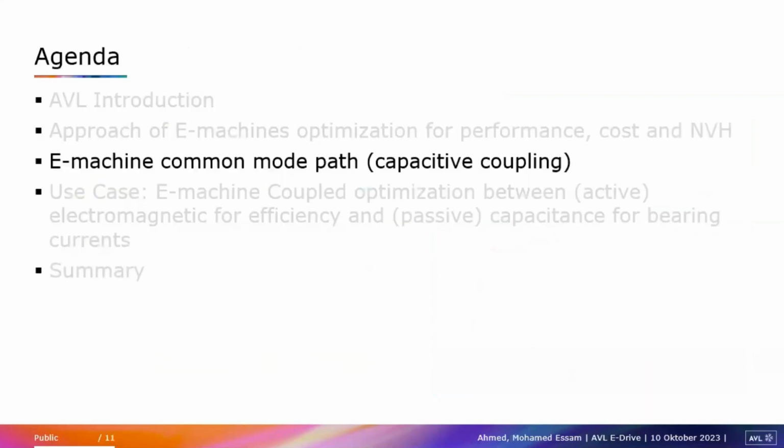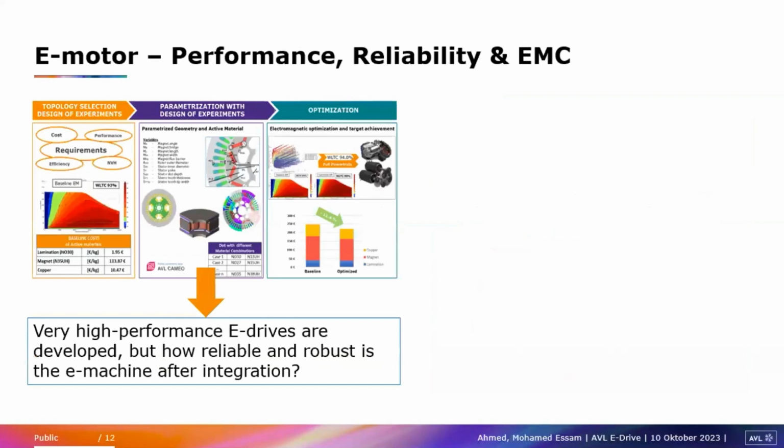Then the next topic is capacitive coupling. All of that was cool. We can develop very high performance E-machines and E-drives, but usually each team, the E-machine team for example, would focus on its electromagnetic target, and then send the electromagnetic design to the mechanical team or system team to integrate it, and then cross fingers that everything goes well. But can we quantify that? How can we make sure that when you are designing an E-machine early, it's going to be reliable in the E-axle after integration?